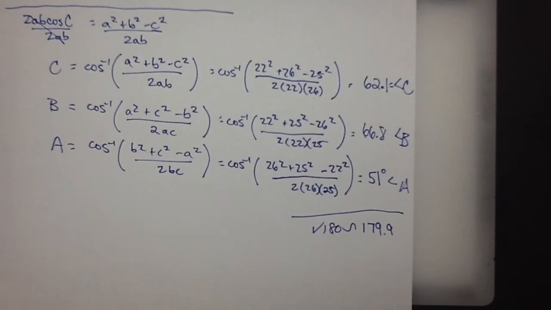So whenever you have 3 sides of a triangle that are given to you, you're going to be using the law of cosines. This has been problem 9.